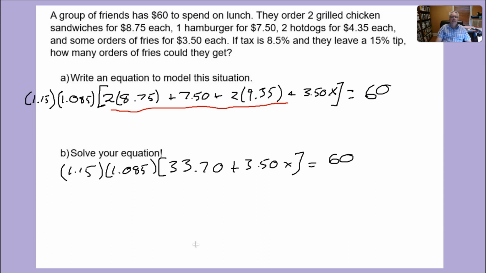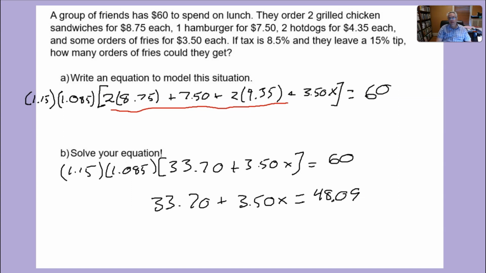Now, still complicated. Our first instinct would be to distribute by these guys, but I think it's easier to divide. We're going to divide both sides by 1.15 and 1.085. So when we divide the left side by those, we get 33.70 plus 3.50x equals, we have to do 60 divided by 1.15 and divide that by 1.085, and we get 48.09. Okay, so we divided everything by those.